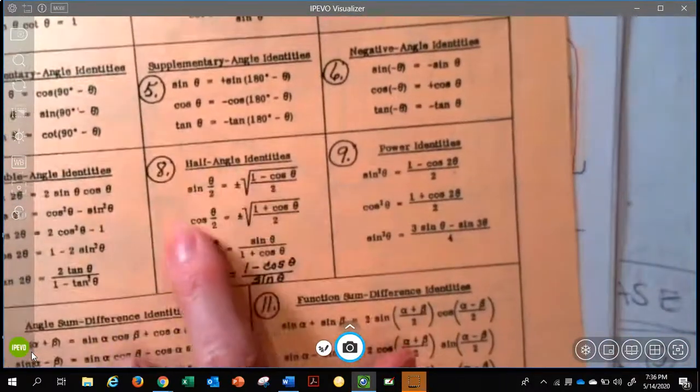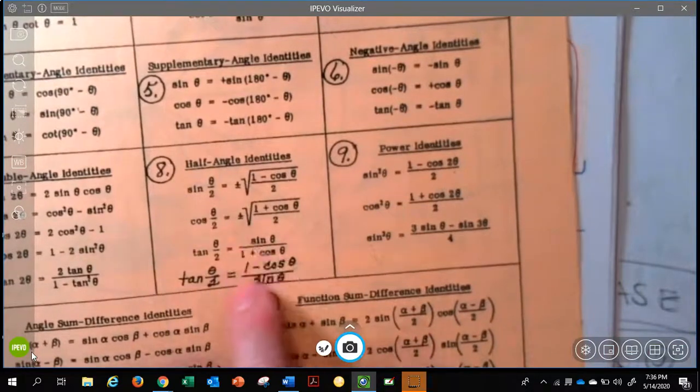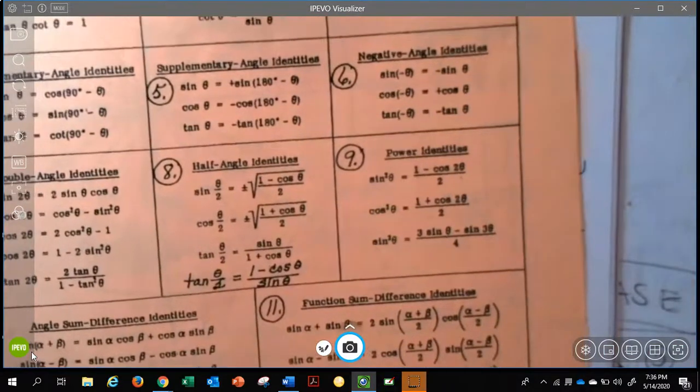The same thing for the half angles. On the half angles, you have a sine and a cosine, and then pick one of the tangent half angles that they list.